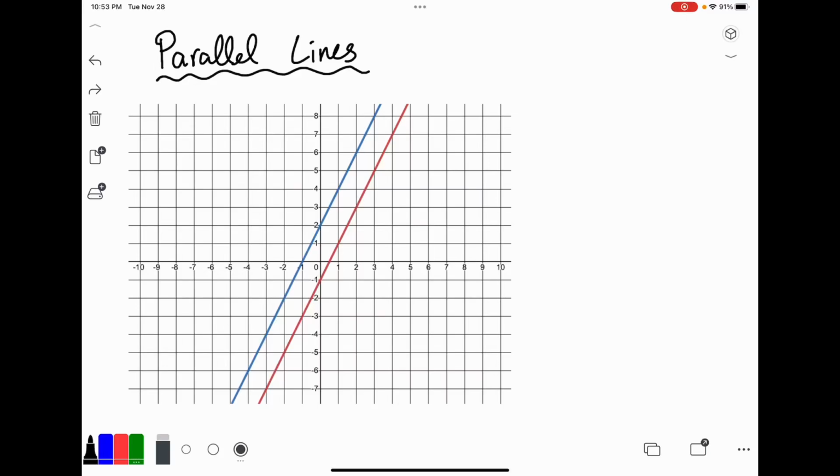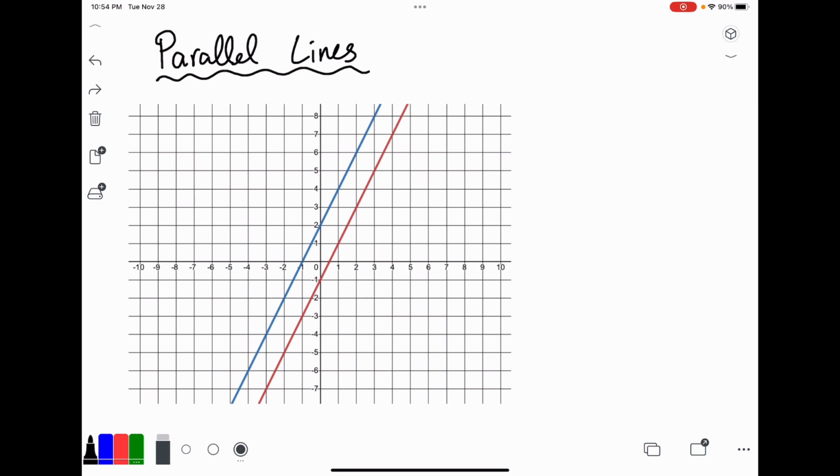So in this video, we're going to discuss parallel lines and perpendicular lines. As you see here, these are two parallel lines. The definition of parallel lines is lines that never intersect. Now, the reason they don't intersect is because they have the same slope.